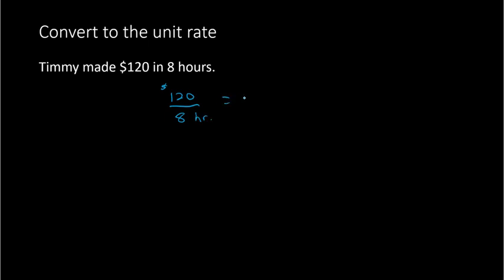Okay, here's another example dealing with money. Here we have Timmy who made $120 in 8 hours. What is his unit rate? So here we have 120. That is the amount he made. And he made that within 8 hours. So the rate would be $120 for 8 hours. Now we want to figure out, again, how much he's making in 1 hour. This would be his unit rate.